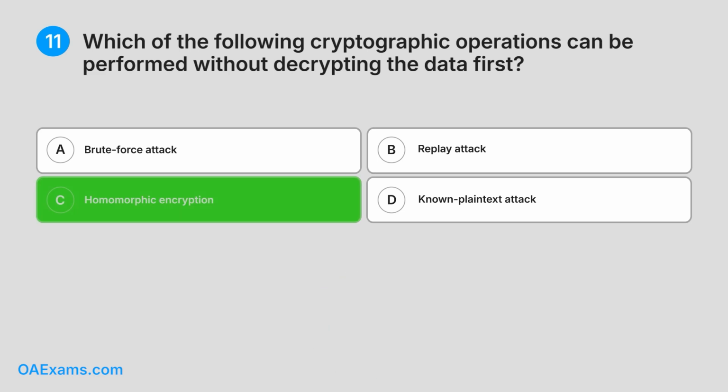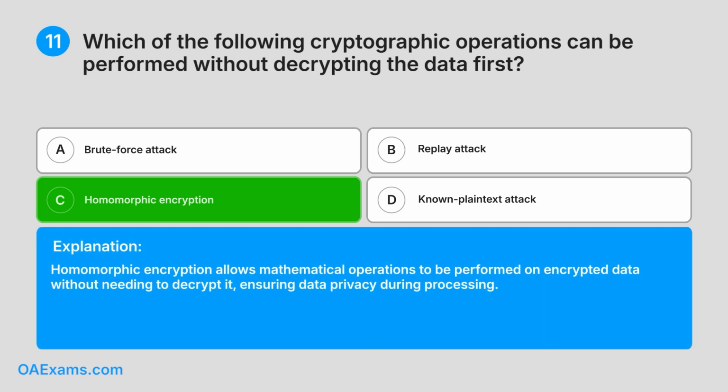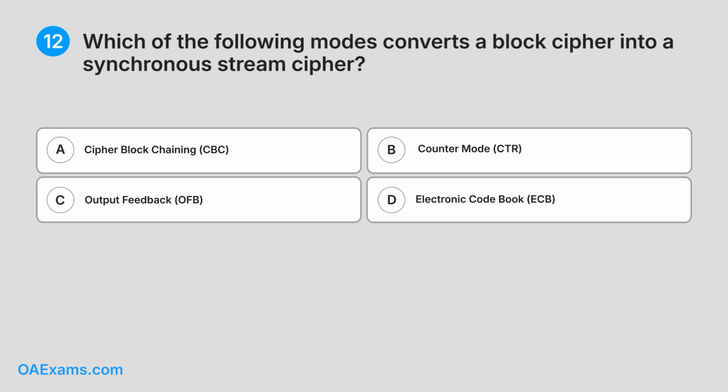Correct answer: C. Homomorphic encryption. Explanation: homomorphic encryption allows mathematical operations to be performed on encrypted data without needing to decrypt it, ensuring data privacy during processing.